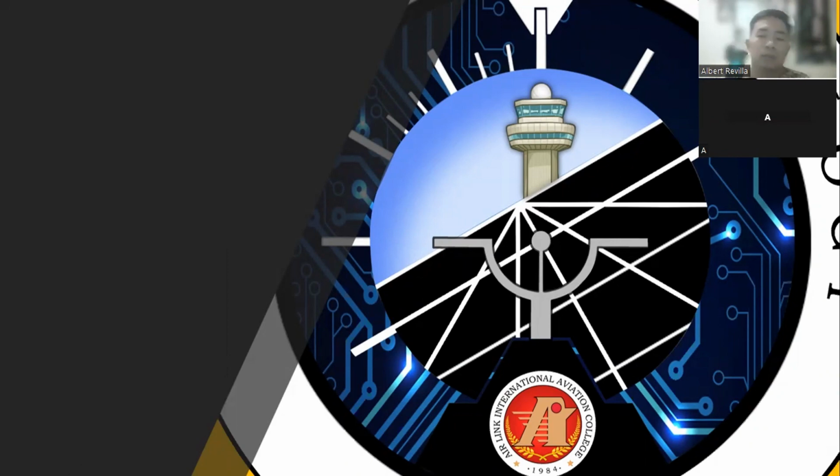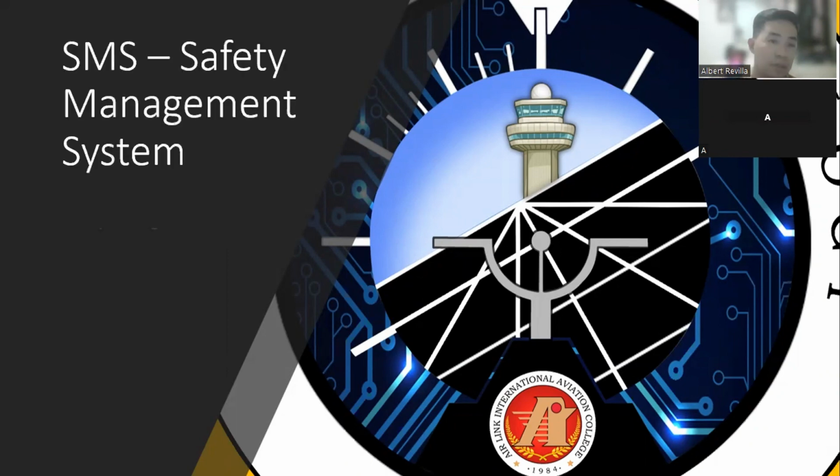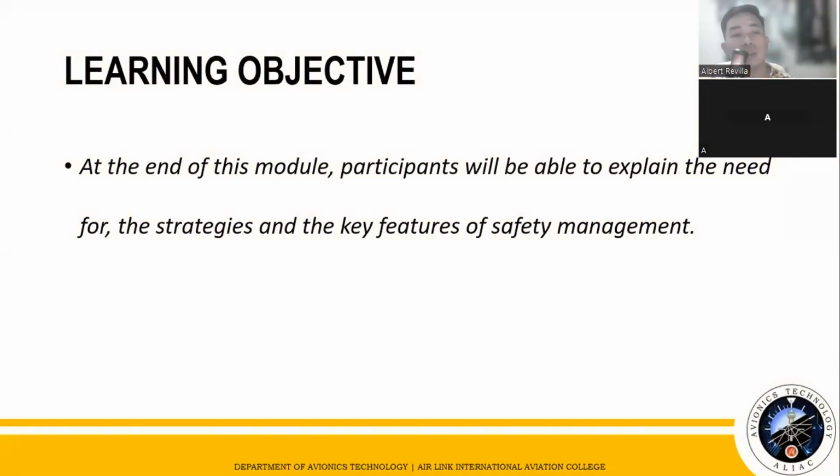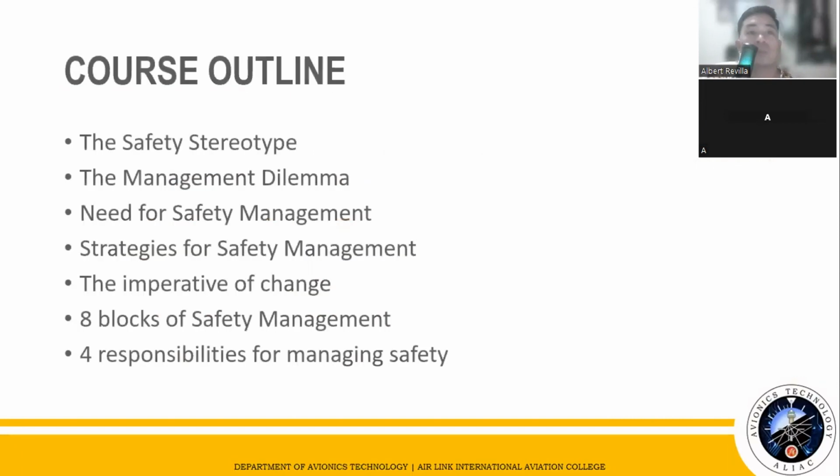Hi guys. So, our topic for today is safety management system, an introduction to safety management. Our learning objectives: at the end of this module, participants will be able to explain the need for the strategies and the key features of safety management. The course outline: the safety stereotype, the management dilemma, need for safety management, strategies for safety management, the imperative of change, 8 blocks of safety management, 4 responsibilities for managing safety.